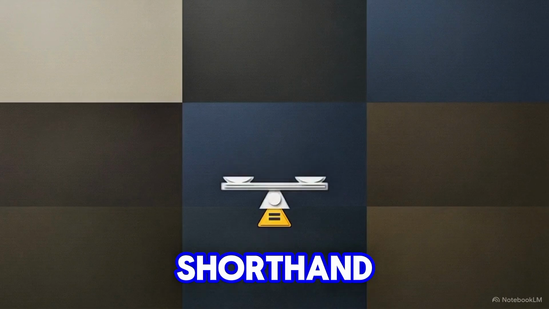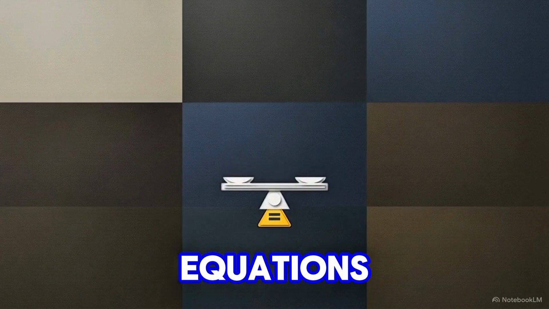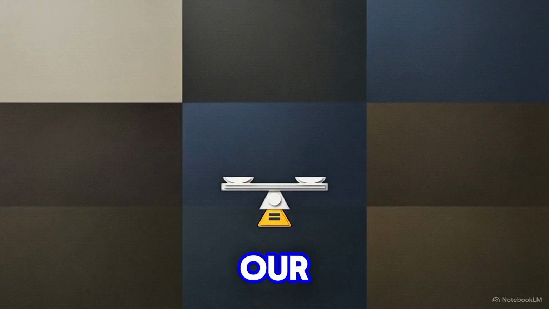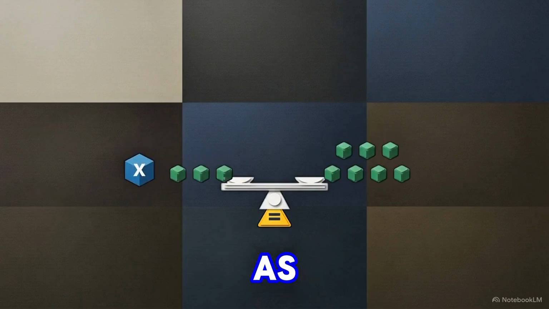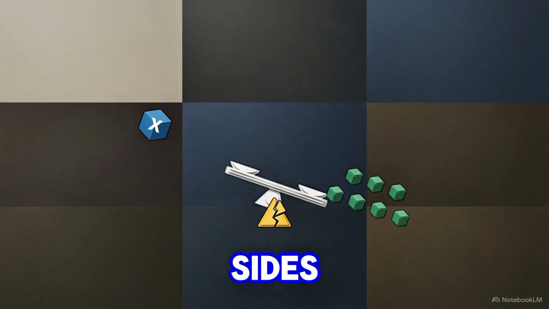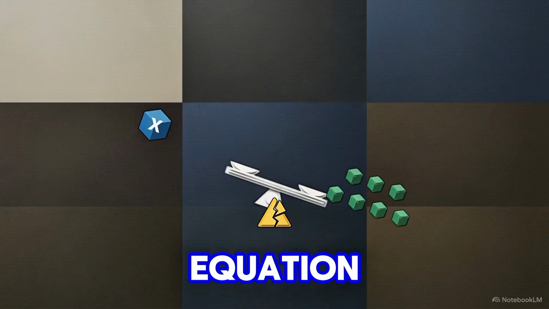To see this shorthand, look at the golden rule of equations. The equal sign is the center pivot of a balanced scale. Our unknown x block and the 3 block on the left weigh exactly the same as the 7 block on the right. If you take the 3 block off the left side, the scale instantly tips. The sides are no longer equal, and the rule of the equation is broken.